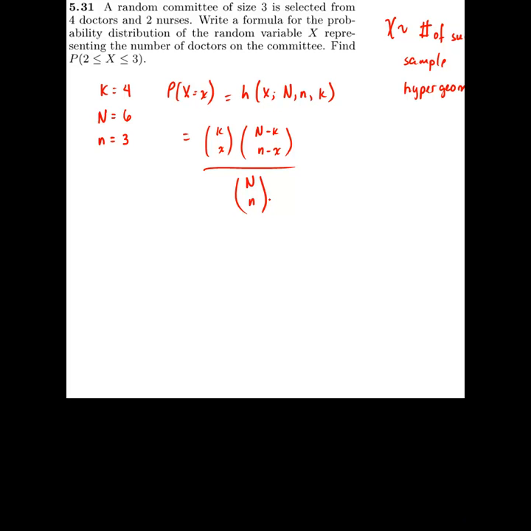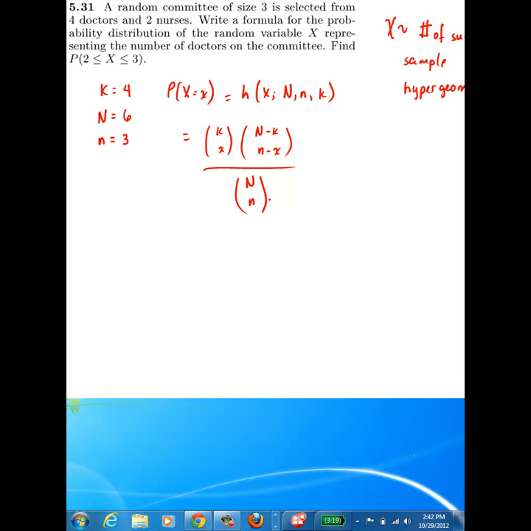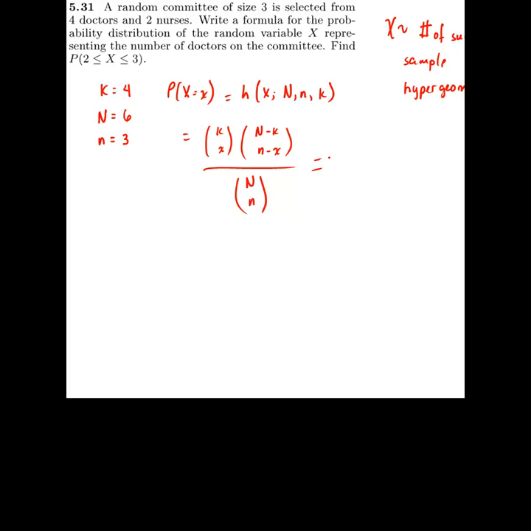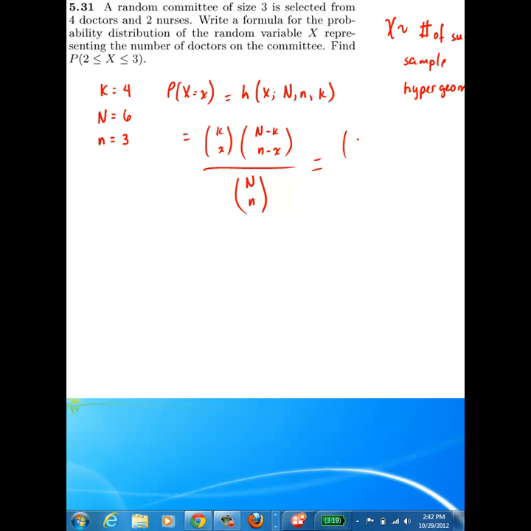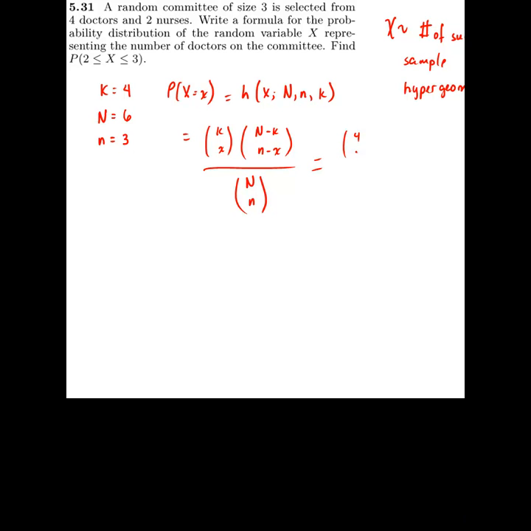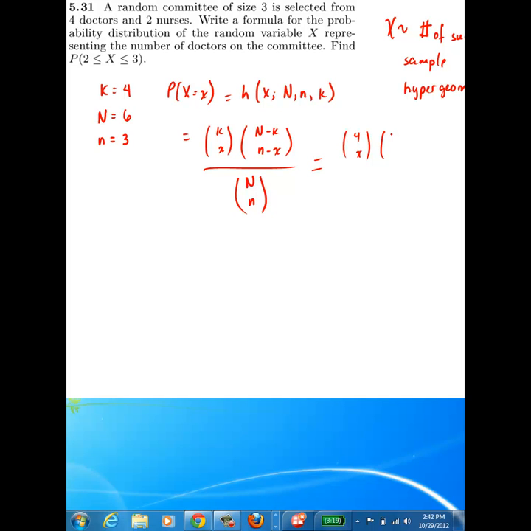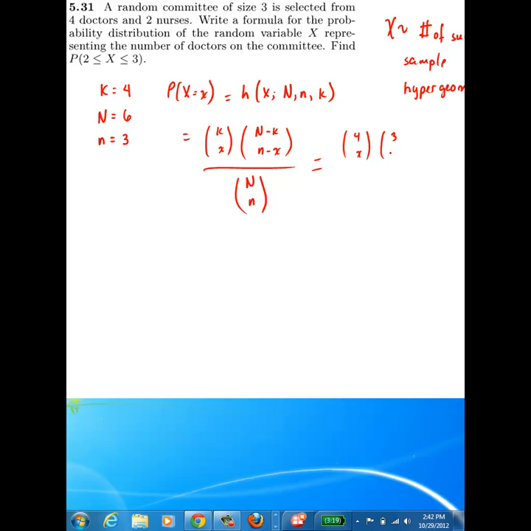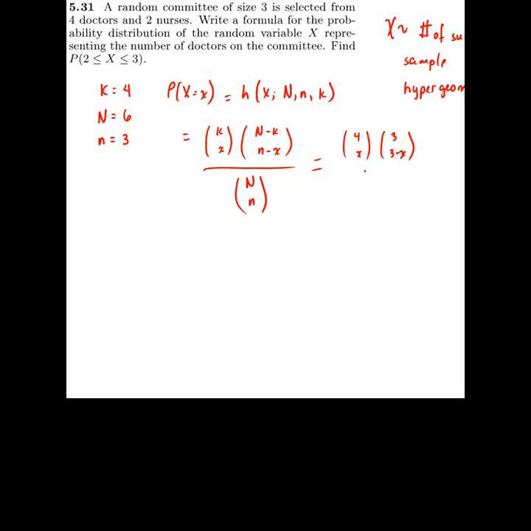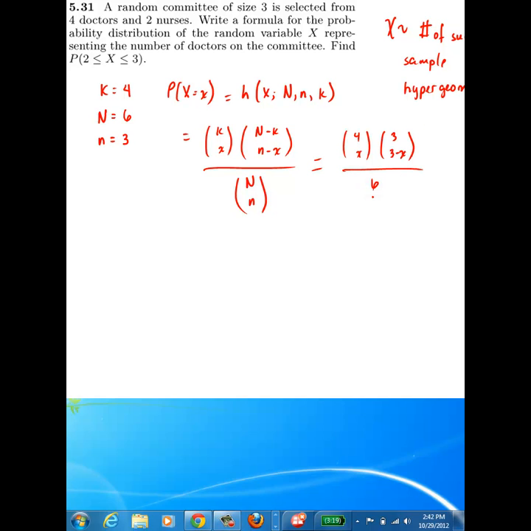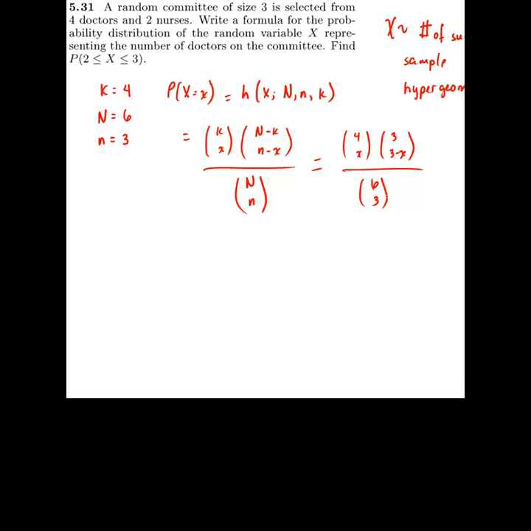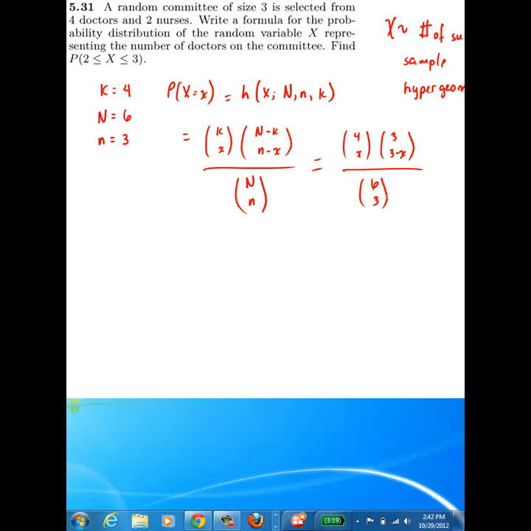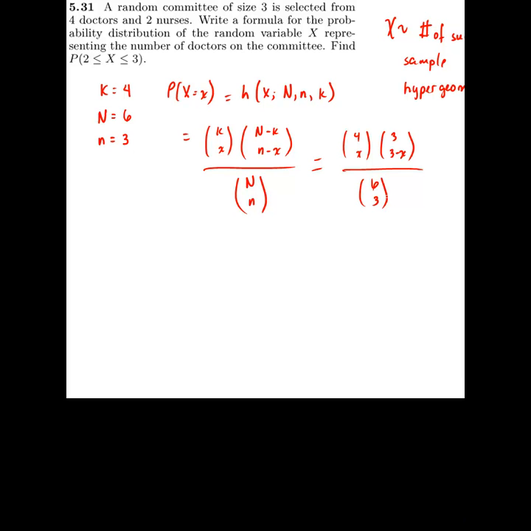Okay? So now that you have the formula, it's just substituting the values for this case. So this is 4 choose x, times 2 choose 3 minus x, divided by 6 choose 3. So for this case, this is the hypergeometric formula. Okay?